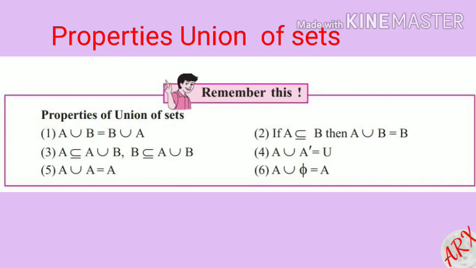Properties of union of sets. First, A ∪ B = B ∪ A. Second, if A is a subset of B, then A ∪ B = B. Third, A is a subset of A ∪ B and B is a subset of A ∪ B. Fourth, A ∪ A' = universal set. Fifth, A ∪ A = A. Sixth, A ∪ φ = A.